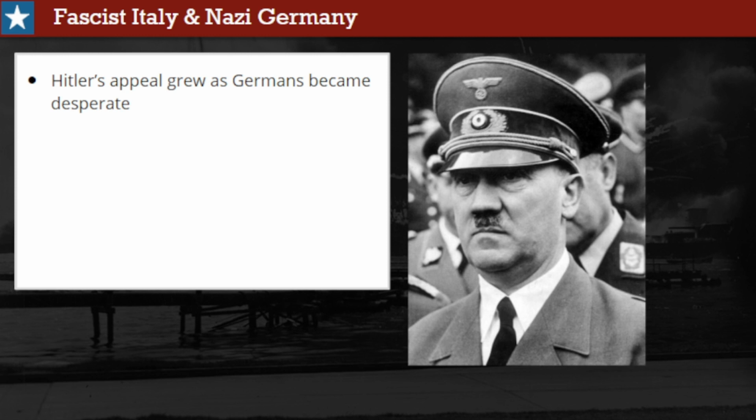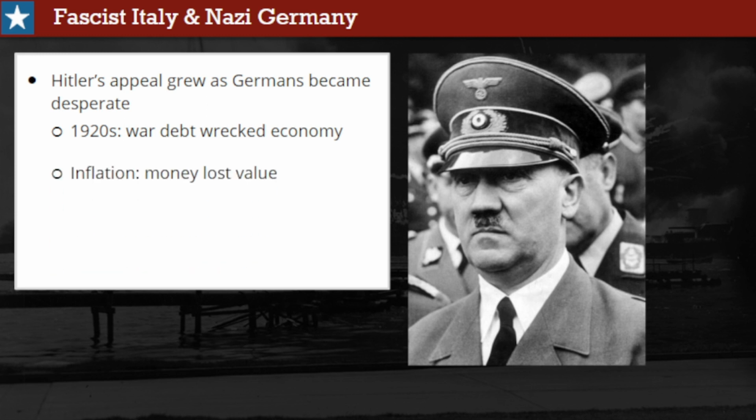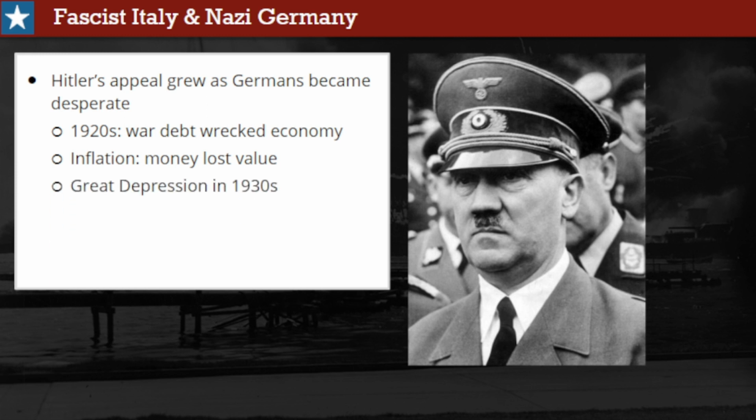Germans faced a crisis in the 1920s. Because Germany had been made responsible for paying the entire war debt for World War I, the nation's economy was a wreck. Skyrocketing inflation meant that people's money lost its value. And when the Great Depression brought economic disaster to the entire world in the early 1930s, Hitler was in a prime position to take advantage of ordinary Germans' fear, anger, and resentment.